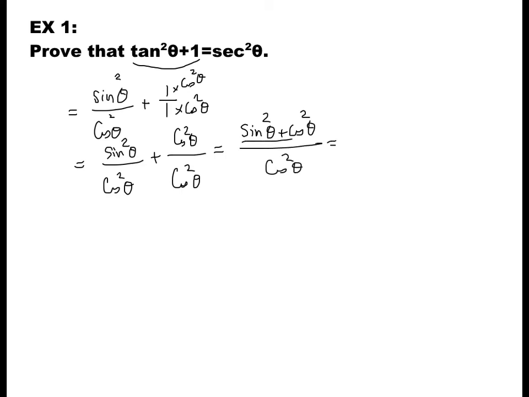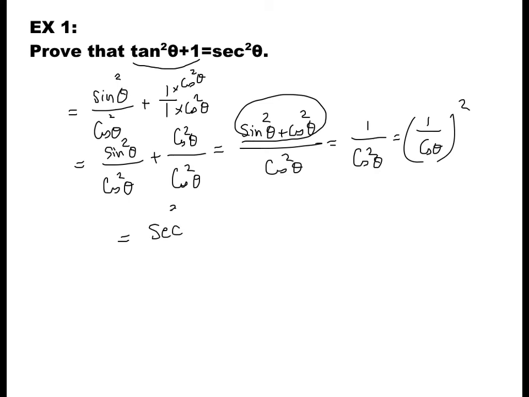Now, if you look at the numerator, this is really the Pythagorean identity. Sine squared plus cos squared is going to give me 1. So I'm going to get 1 over cos squared theta. I can write this as 1 over cos theta, the whole thing squared. But 1 over cos theta is secant theta. So it's going to become secant squared theta. And you can see that we have reached the right hand side. So we can say that this is really a true identity.